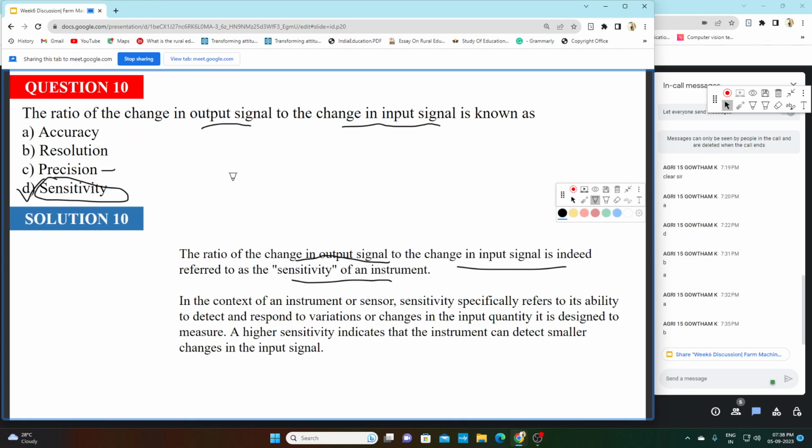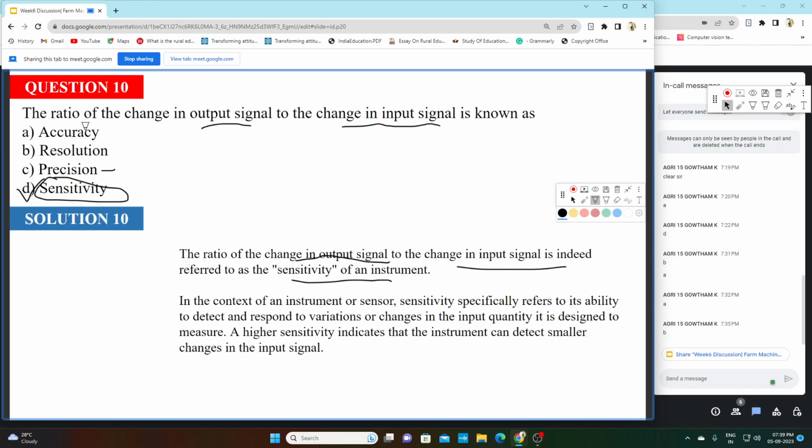Accuracy is how close your measured value is to the true value of the result. What is precision? Precision is how close your measured values are to each other. And what is resolution? Resolution is the smallest quantity that can be measured by your measuring instrument.